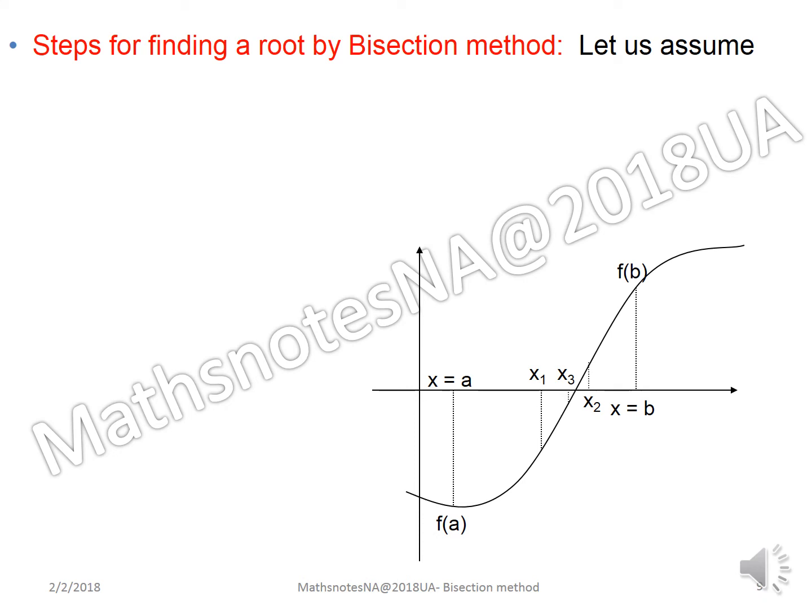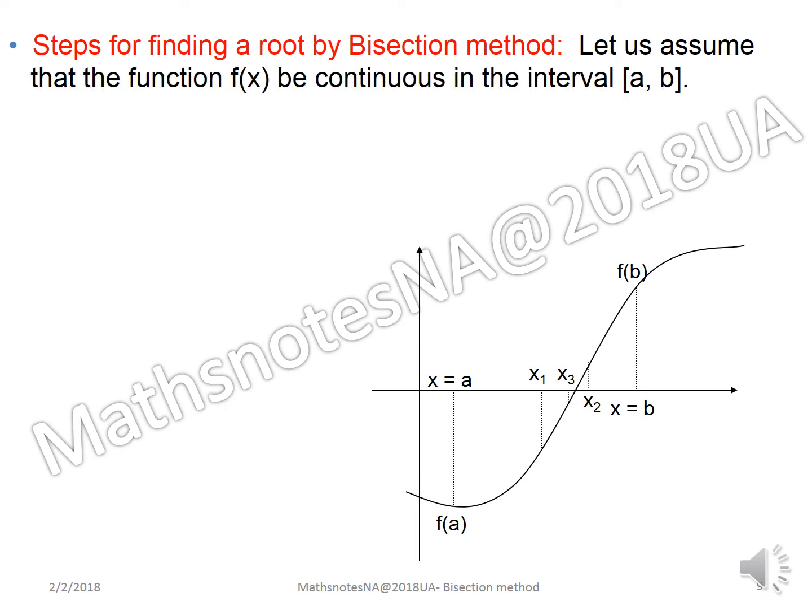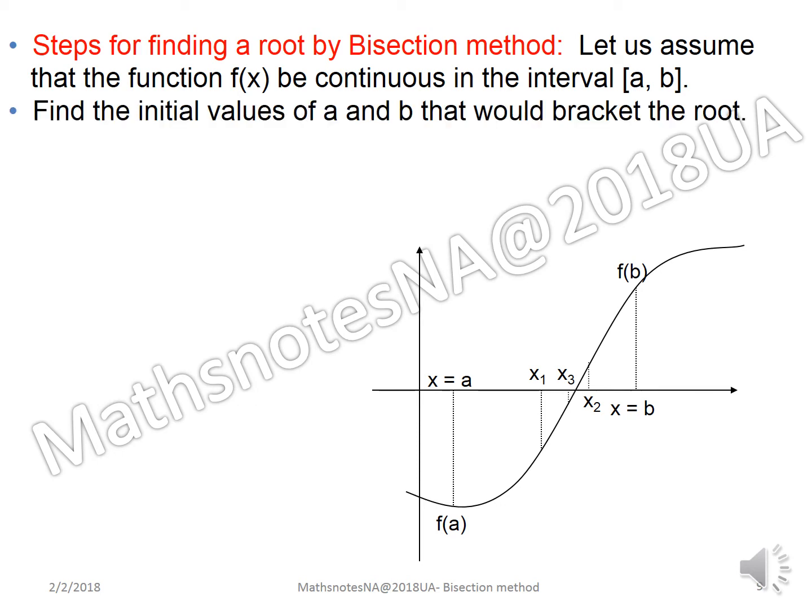Steps for finding a root by bisection method. Let us assume that the function f(x) is continuous in the interval [a, b]. Find the initial values of a and b that would bracket the root. Calculate values of f(a) and f(b).